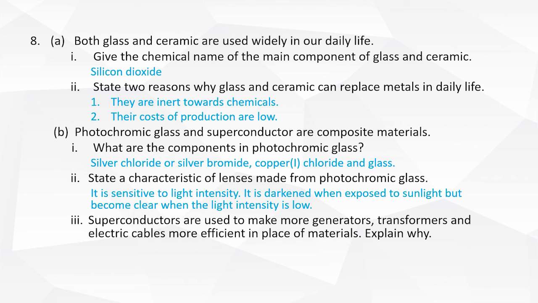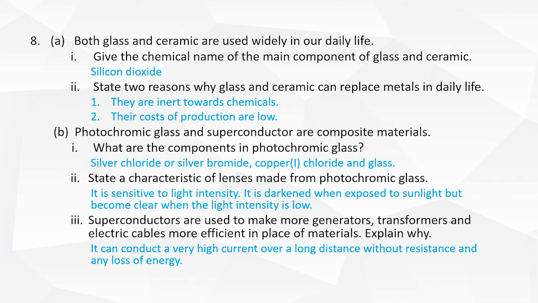Last question is about superconductors. Superconductors are used to make generators, transformers, and electric cables more efficiently in place of metal. Explain why. It can conduct a very high current over a long distance without resistance and any loss of energy. So, it is usually involved in nuclear magnetic resonance (NMR) machines and magnetic resonance imaging (MRI) machines.